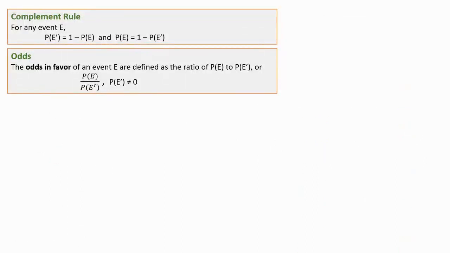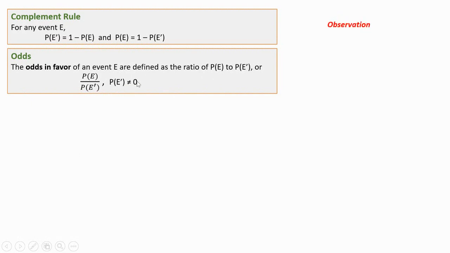Okay, now complement rule. For any event E, the probability of not E equals 1 minus the probability of E. And the probability of E is equal to 1 minus the probability of not E, or the complement of E. And also odds in favor. The odds in favor of an event E are defined as a ratio of the probability of E to the probability of not E, or the probability of E divided by the probability of not E.